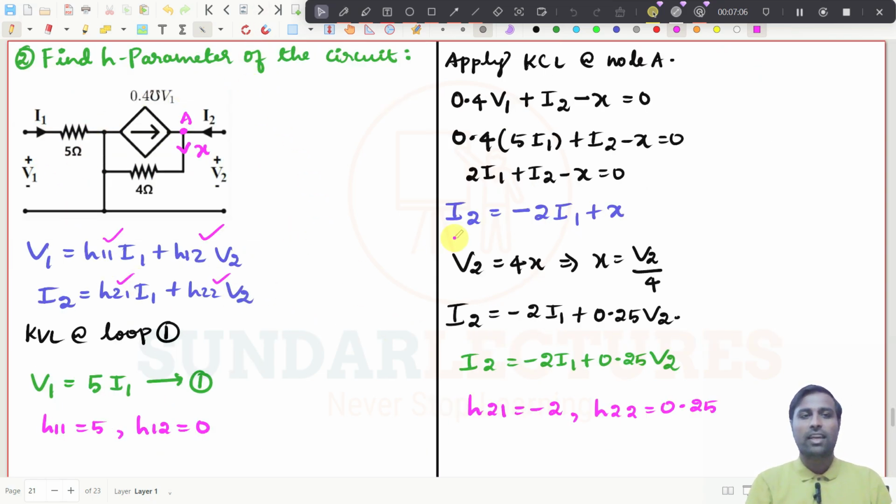And then for the second problem, we need to find the h parameter, and if you want to find the h parameter, then we need to write the expression for this one. So v1, it is very simple to write the KVL expression, and apply KCL at this particular node to get the value of i2. That's all. We have found the h parameters here.